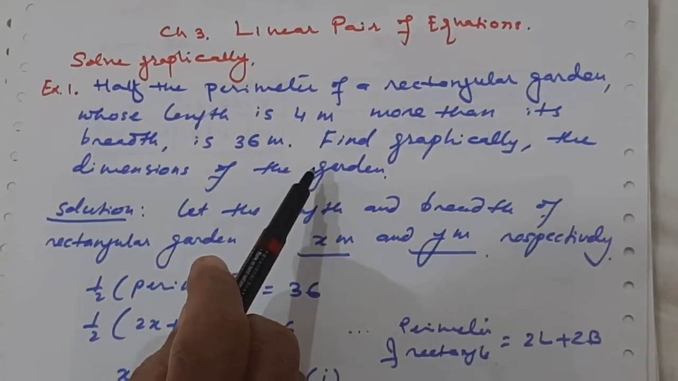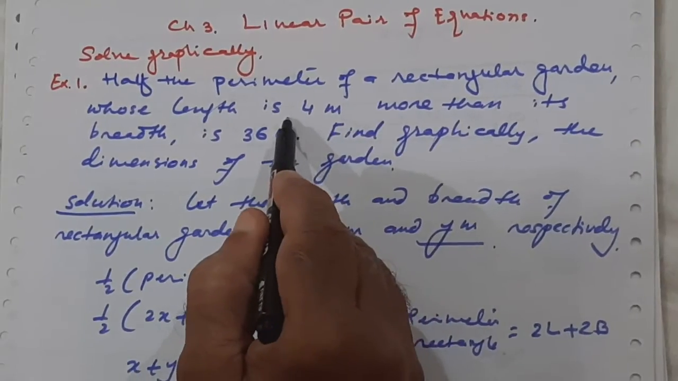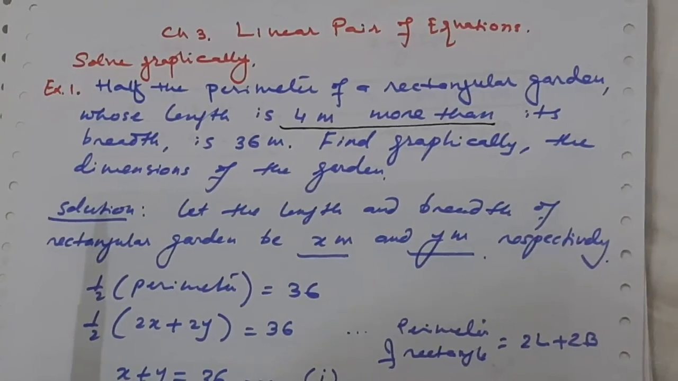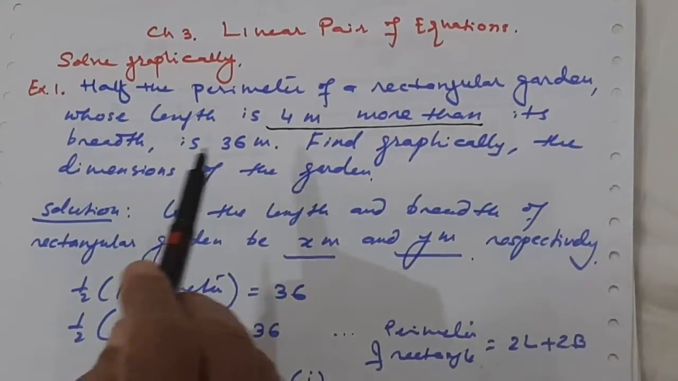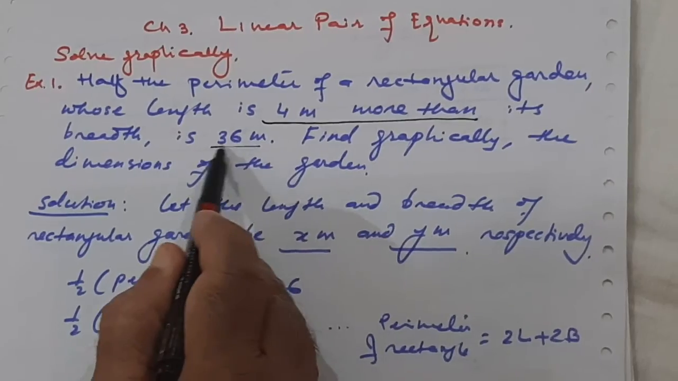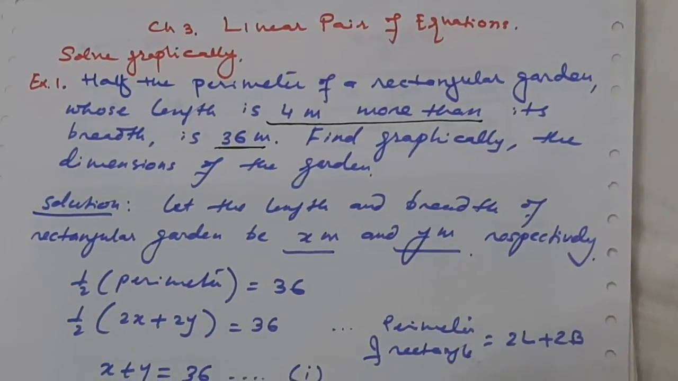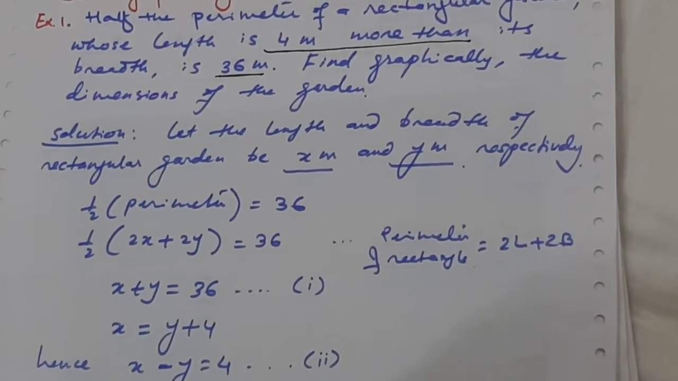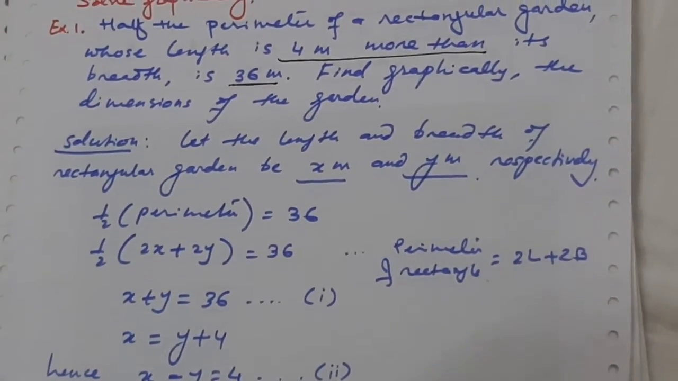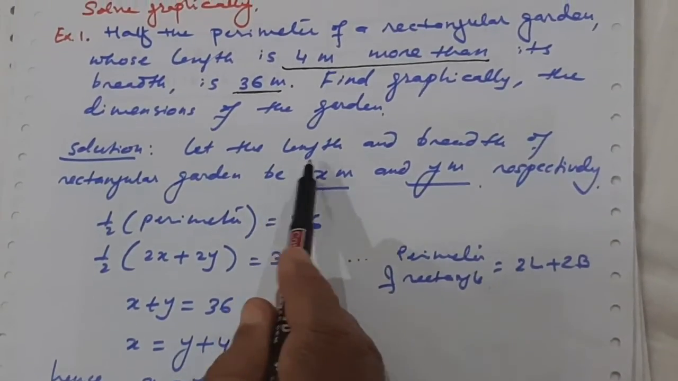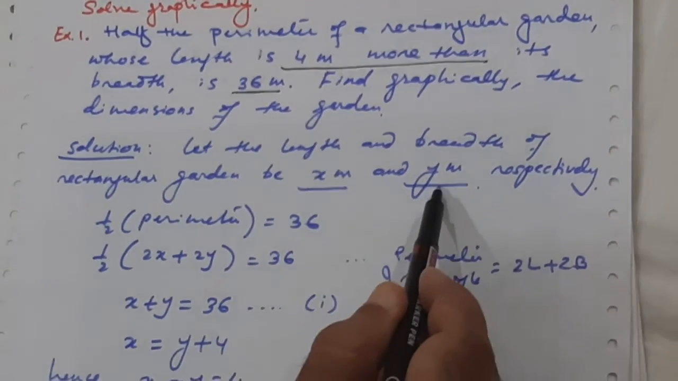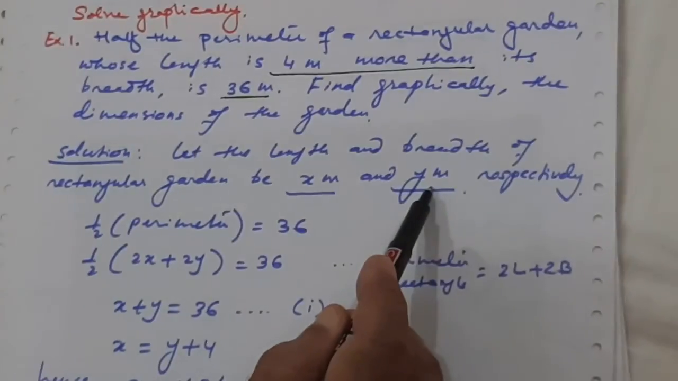So now length is 4 meter more. See here, length is 4 meter more than breadth and half the perimeter is 36. So these are the two conditions. So first we have to form the equations and we have to assume. So let us suppose that length and breadth of the rectangular garden be x meter and y meter respectively. So length is x meter and breadth is y meter.